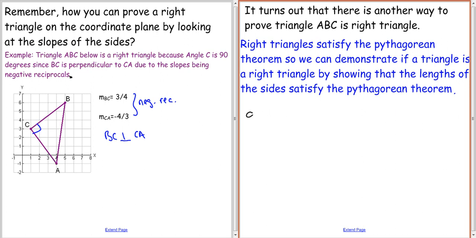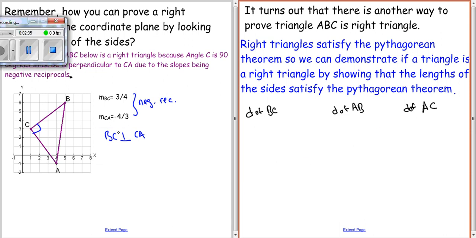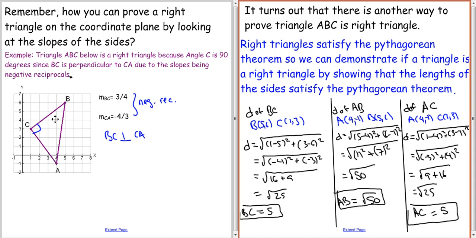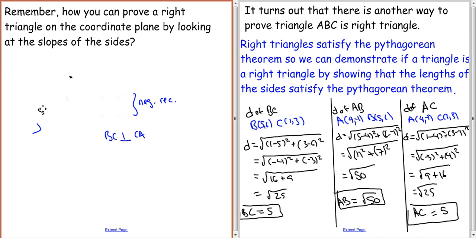So we will need to find the length of BC, the length of BA or AB, and the length or distance of AC. So I'm going to pause the video and go ahead and do that right now. Alright, so I'm back. There are the lengths. I did the distance formula 3 times to find them. And I got BC is 5, so the length of BC is 5.